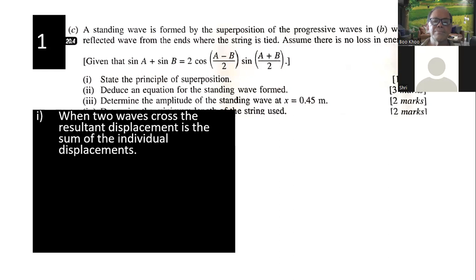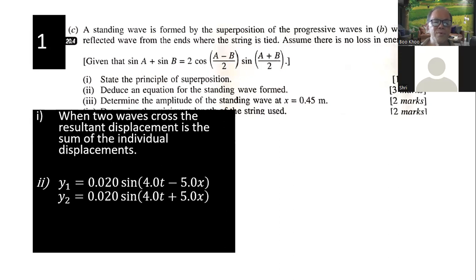Y1, Y2, 0.020 sine, 4.01. You need to be able to write the equation down. Y1, we have already obtained that. Then Y2, then add Y1 plus Y2. That's what you get.